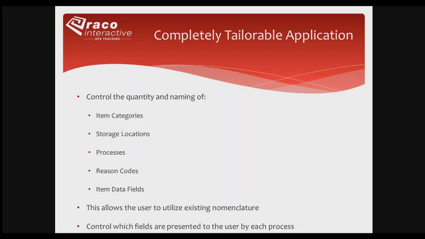Primarily, you have control over everything: your item categories, your storage locations. You can define your process unique to you. You can use your own reason codes. You can use item data fields that allow you to utilize your existing nomenclature. The words that you know are the words you can use. You don't have to say part number when you use unit. If you want it to be a unit, you can call it a unit. The software allows you to do so. Also, you can control which fields are presented to the user in each process, and I'll show you an example of that as we go forward.